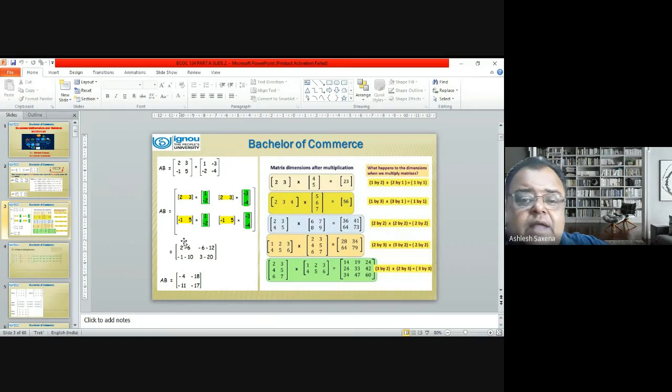Now, since this is a 2 by 2 matrix and this is again a 2 by 2 matrix, the answer will be a 2 by 2 matrix. You can see over here, this is a 2 by 2 matrix.